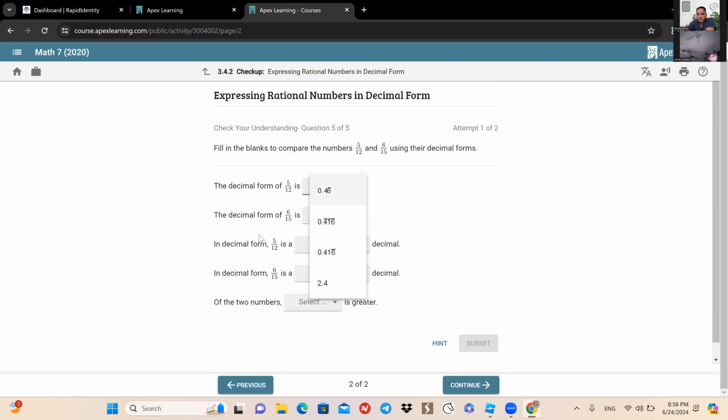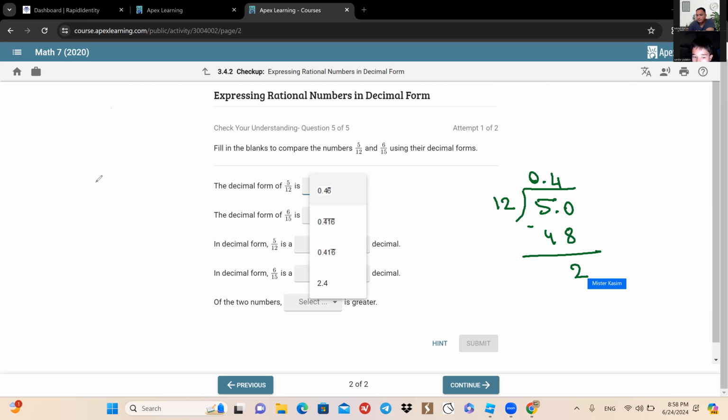You're dividing 5 by 12, right? So here we have 5. You're dividing by 12, so 5 is smaller than 12. Let me just show you the first step. We give 10 here, also 10 here. Now 50 divided by 12 is 4. 4 times 12 is 48, right? 50 minus 48 is 2.